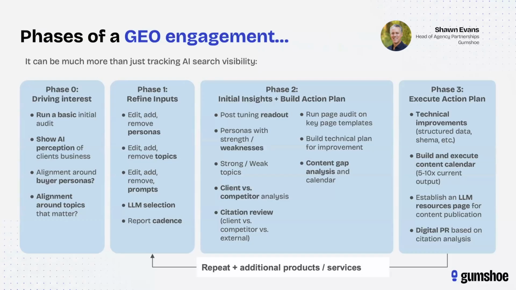The different stages that we see agencies going through with their clients. So I think of it as a little bit of a best practice of how to use the insights and then work with your clients to build out a plan. Phase zero, and I think this is where you run that initial visibility audit, whether it's an existing client of yours that wants to understand how they show up in AI search, or maybe it's a prospective client that you're preparing to talk to.